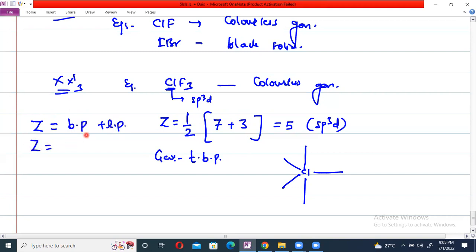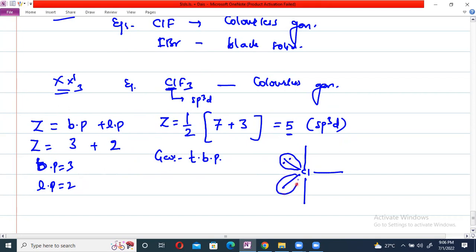But a bond pair, how to find out? The central atom chlorine is surrounded by how many atoms? So three fluorine atoms. So bond pair is three. And to make your Z value equal to 5, beta, how many should I add? 2. Hence it indicates that the ClF3 molecule is having 3 bond pairs and 2 lone pairs. But wherever the trigonal bipyramidal is there, lone pairs will always occupy the equatorial position.